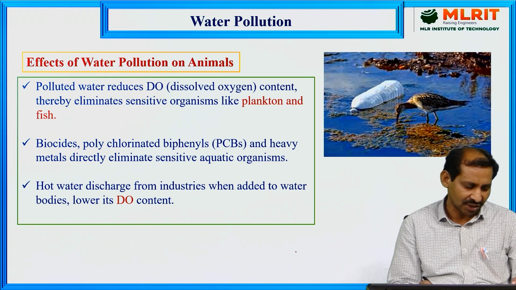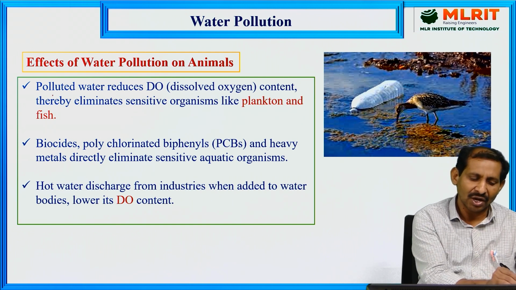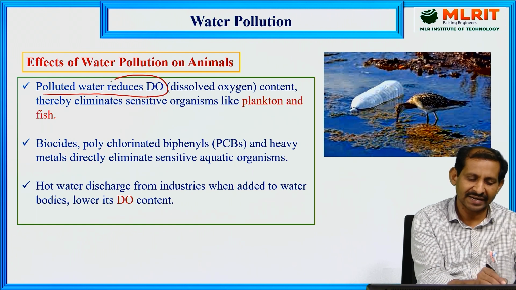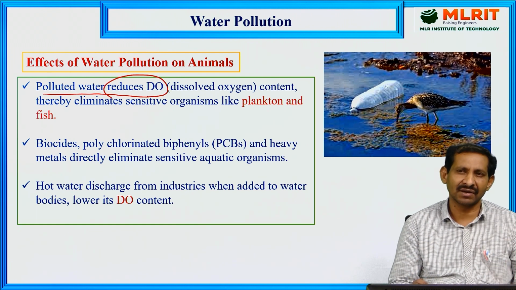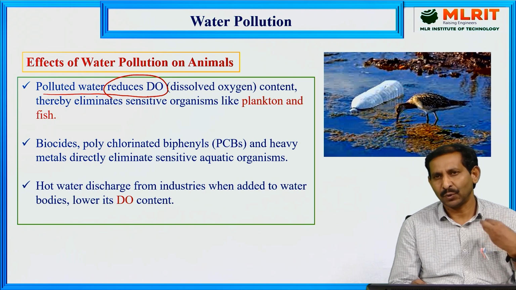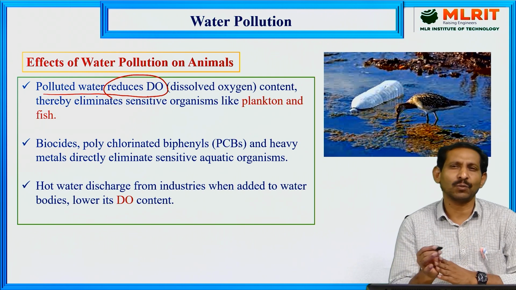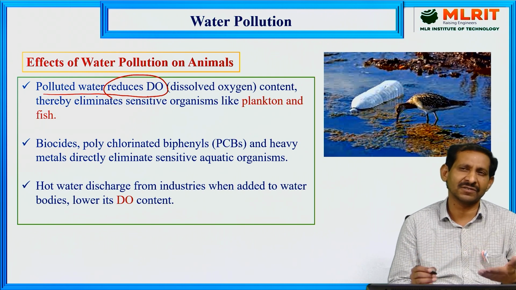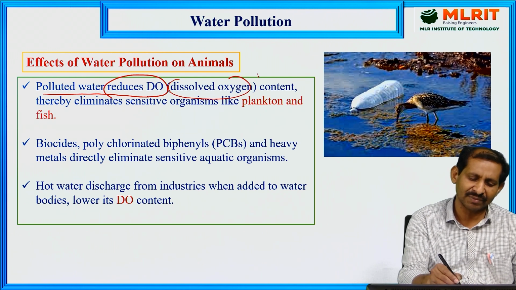Now coming to the effects of water pollution on animals. When polluted water is taken by animals, what are the effects? Generally, polluted water reduces the dissolved oxygen, because more organic matter is present in the polluted water. For that organic matter to be decomposed or degraded, a lot of oxygen will be required. So the dissolved oxygen concentration will decrease.